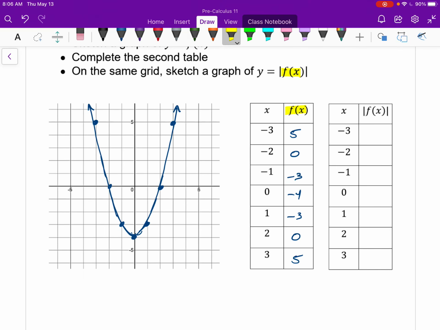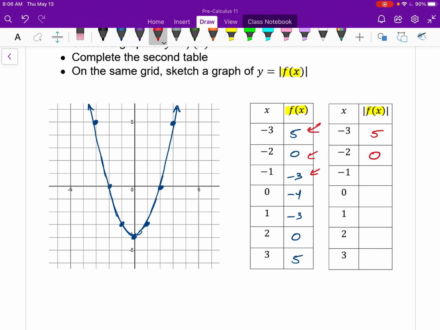So now, what I want to think about is what the graph of the absolute value of f of x is going to look like. Well, if I compare these together, these two tables have the same x values. The only difference is this is the absolute value of this. And so I just need to look at my y values in the table and find the absolute value of them. So for example, here I have a 5. The absolute value of 5 is 5. The absolute value of 0 is 0. As in, if it's a non-negative number, absolute value is not really doing anything.